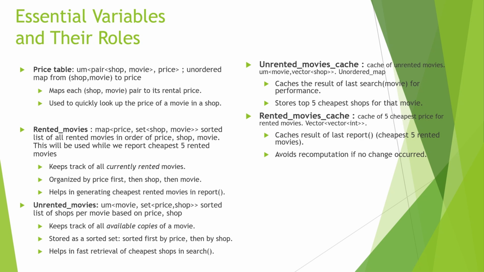If you see, the elements would be sorted on the basis of price because this is an ordered set, and an ordered set always gets sorted based on the key value. So the key value is price. So the first element in this list would be the minimum price. And why are we keeping a map from price to shop and movie? Because multiple movies can carry the same price.